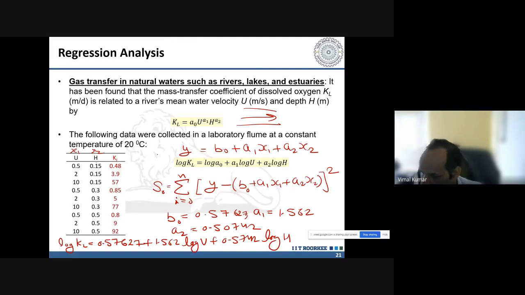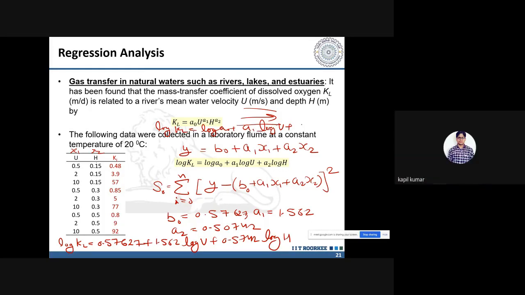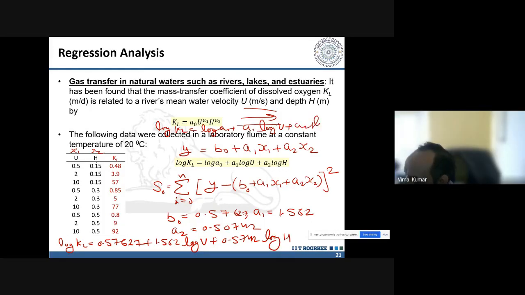What I do in this case is simply take the log: log of Kl is equal to log of a0 plus a1 log of u plus a2 log of h.